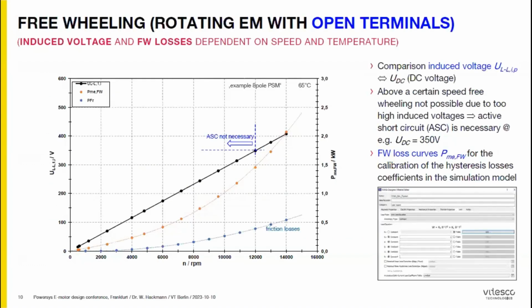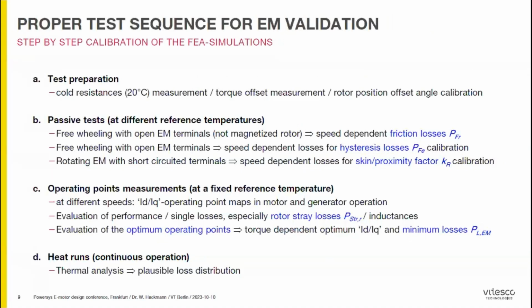Okay, I missed one point. At the end, we want to measure the optimum operating points. And this is normally done by a set of Id-Iq operating points. So we are driving the e-machine current controlled, doing a set of measurements. For example, we have a certain Id of -600 amps, and then adding an Iq of 0, 100, 200, and so on. And we are doing this in motor and generator operation.